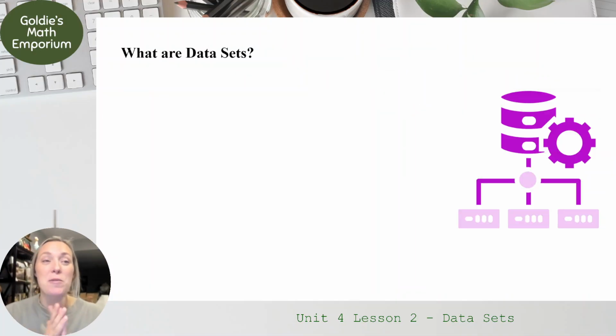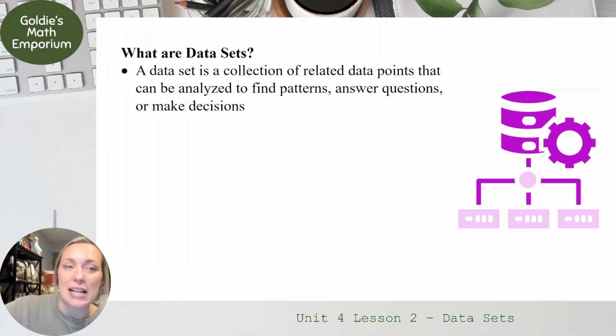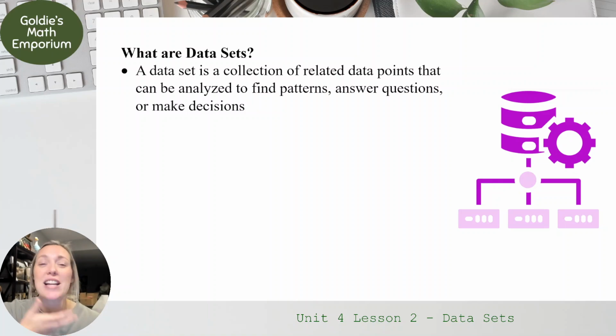So as we're going through, first we're going to talk about what exactly data sets are, because as we're talking about different data sets and as we eventually get into programming with different data sets, it's always good to keep in mind the content as to what we're doing, right? So when you're thinking of, okay, how can I process this data set, it's good to think of examples of what data sets are. So with the formal definition, okay, data set, it's a collection of related data points that can be analyzed to find patterns, answer questions, or make decisions. And that's really what it's going to be for us.